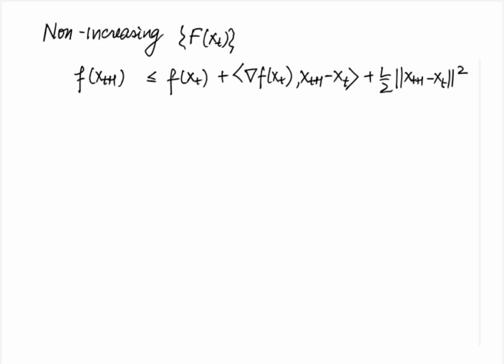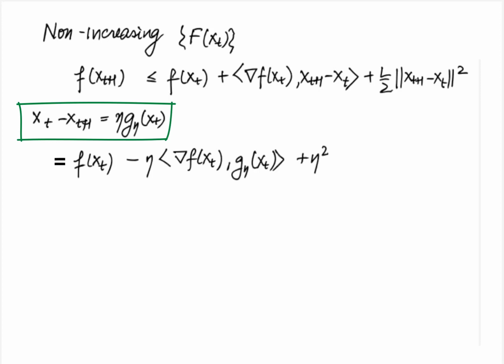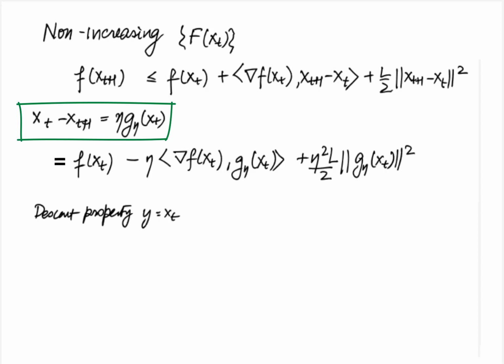Now we will use the update equation, which is that xt minus xt plus 1 equals eta times g eta of xt, so as to obtain that the right hand side is equal to f of xt minus eta inner product of gradient f of xt comma g eta of xt plus eta square L by 2 norm square of g eta of xt. At this point we can use the descent property obtained in the previous page for y equal to xt, which says that eta inner product of g eta of xt minus gradient f of xt comma g eta of xt is less than or equal to h of xt minus h of xt plus 1.